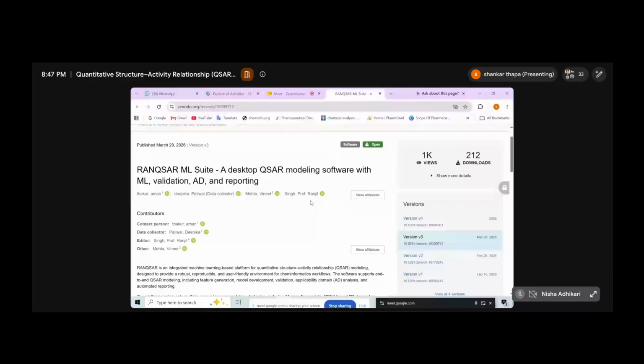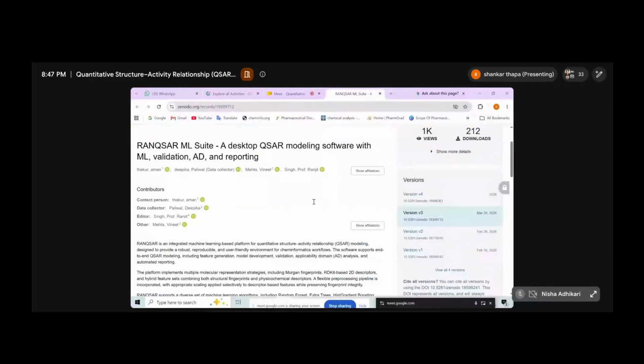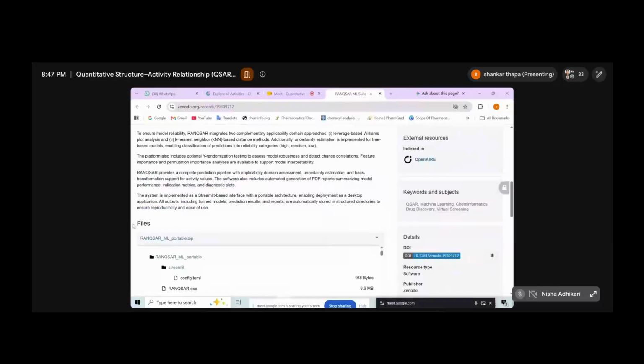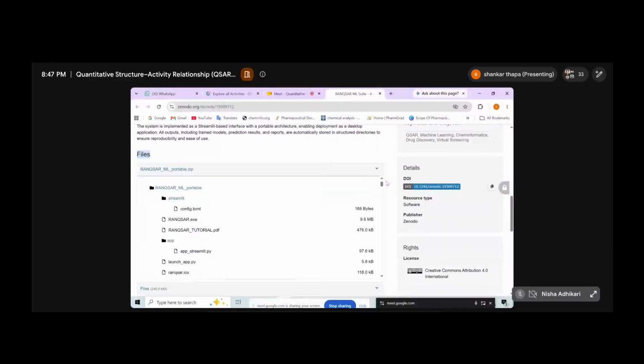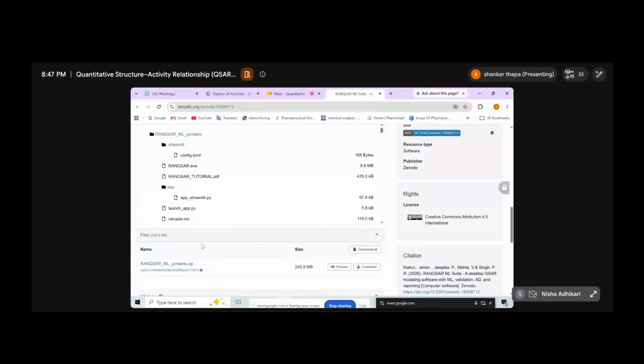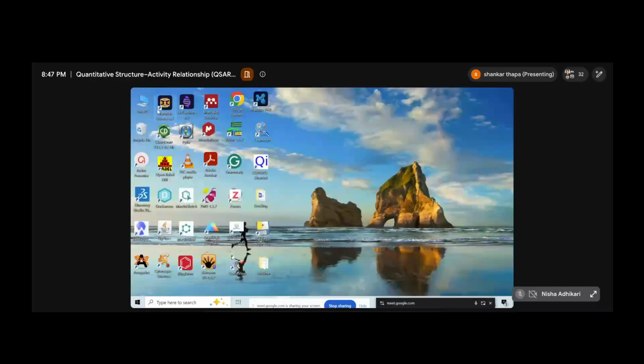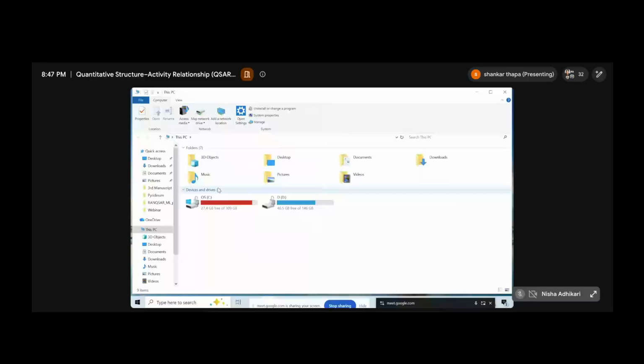So I will show you. This is the thing. Here at the end you have a Files option, and after that the name is there, right? Here, Download all. You have to download it from here, and then you can download the software. After downloading, you will be able to get this file.